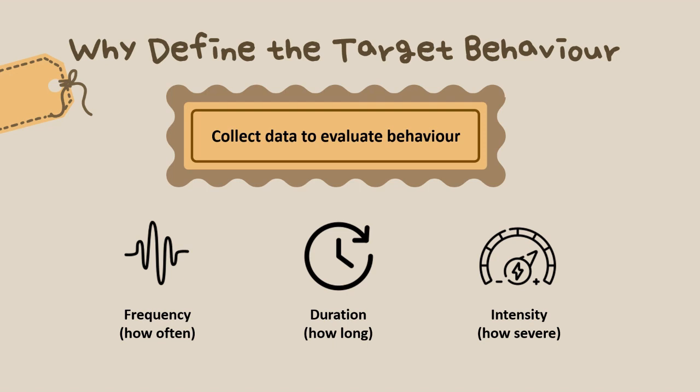After we identify the problem behavior, we define the target behavior, which is the specified behavior selected for change. Why do we need to define the target behavior? The rationale is to collect data to evaluate the behavior in terms of frequency, duration, and intensity. After collection of data, it is important to understand the behavior. Knowing the behavior doesn't mean we understand the behavior.